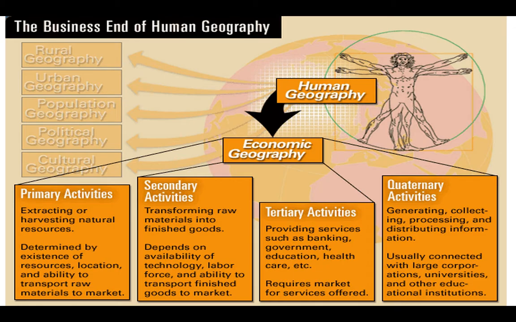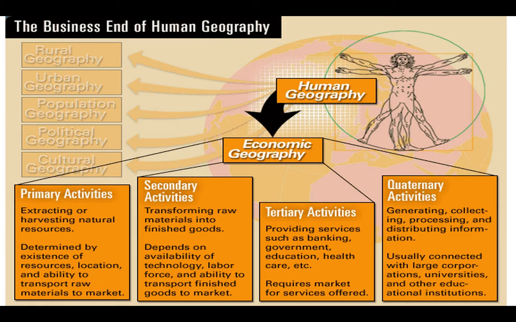When we talk about primary activities, we're looking at the extraction of natural resources. By natural resources, we're talking about coal, oil, other minerals that are important for our global economy. And if an area of the world, let's say, for example, someplace in Africa, has natural resources available to them, how are they getting them to market? They're looking at countries when they're talking about secondary activities, how they transform those raw materials into finished goods.